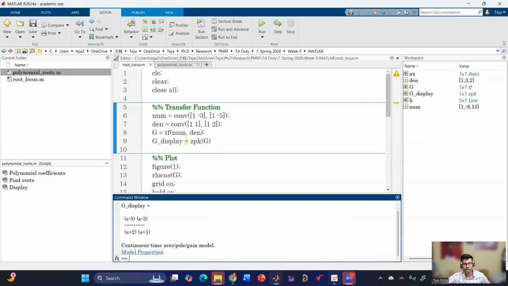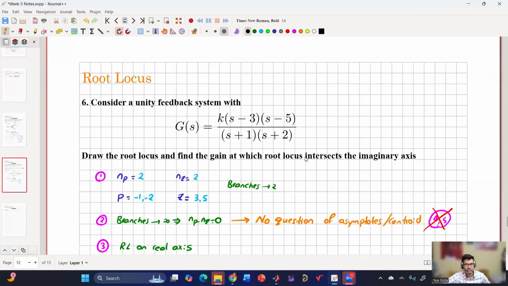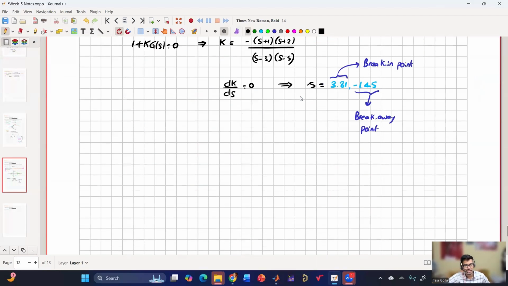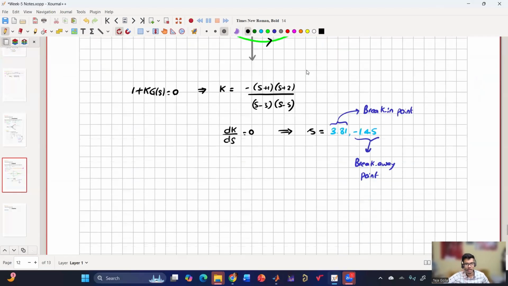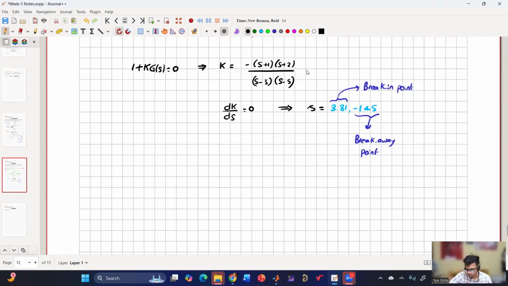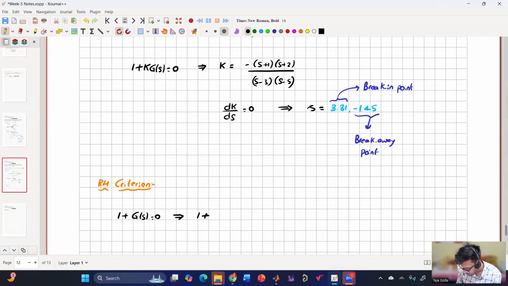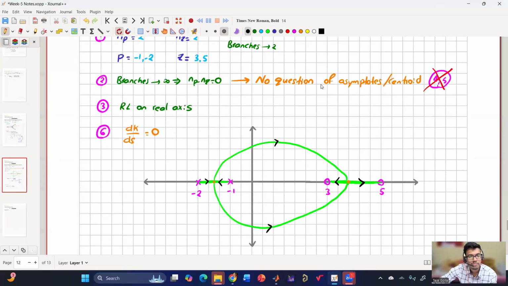But there is also another part of the question that I have asked, which is to find the point on the root locus at which it intersects the imaginary axis, which means we have to do the Routh-Hurwitz criterion. For the Routh-Hurwitz criterion, we have to consider 1 plus G of s. So let us quickly do it. We have 1 plus G of s equals 0, which means we have 1 plus K into (s minus 3)(s minus 5) over (s plus 1)(s plus 2).